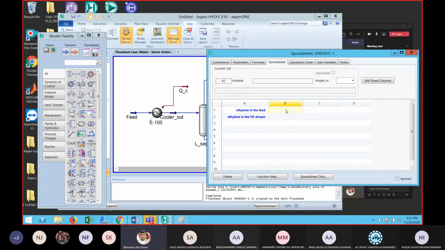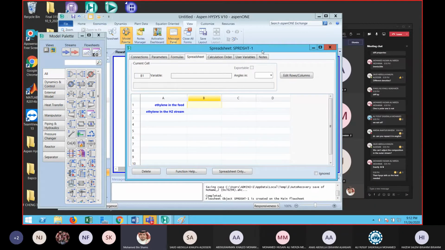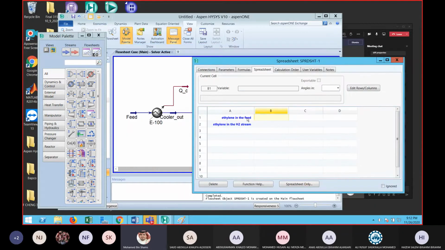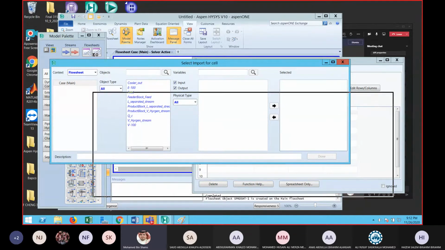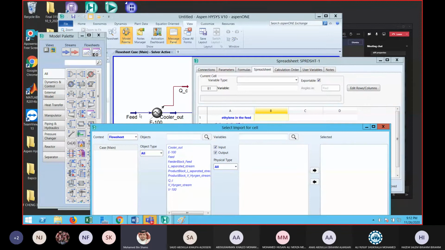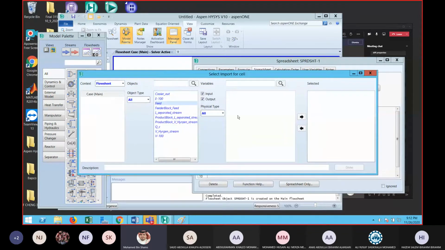Now, pay attention, guys, what I'm going to say now is important. How do I say that what is in B1 is the ethylene in the feed? You have to right click and then add variable. It will say select import for cell, meaning you want to import something to the cell. I want the molar flow of the ethylene in the feed. So I go to the feed and then to the molar flow. It's like making an attachment, attaching the stream at that particular variable.